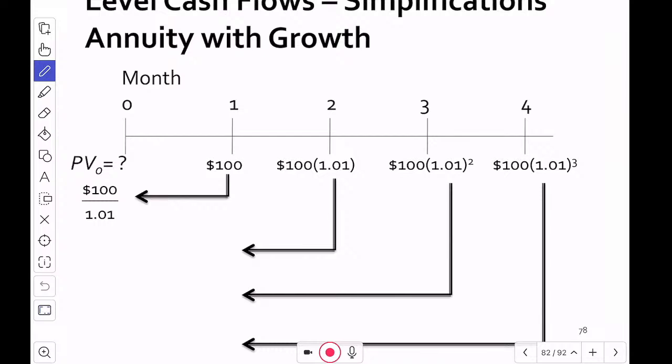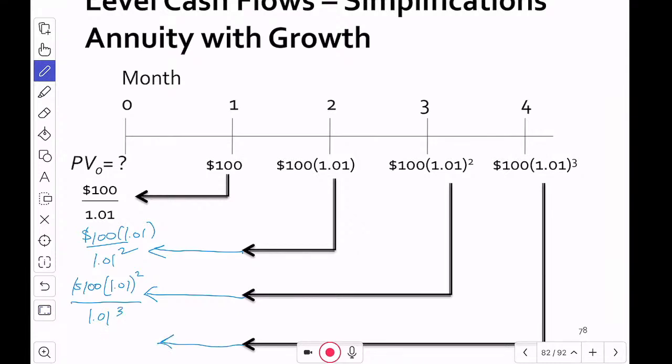Okay, so the pattern would be that this $100 would be discounted 1 period. Now this amount would be discounted 2 periods. And this amount would be discounted three periods. Are you with me? And this amount would be discounted 4 periods. So remember, there's growth, so those are growing. They're going to be larger numbers.